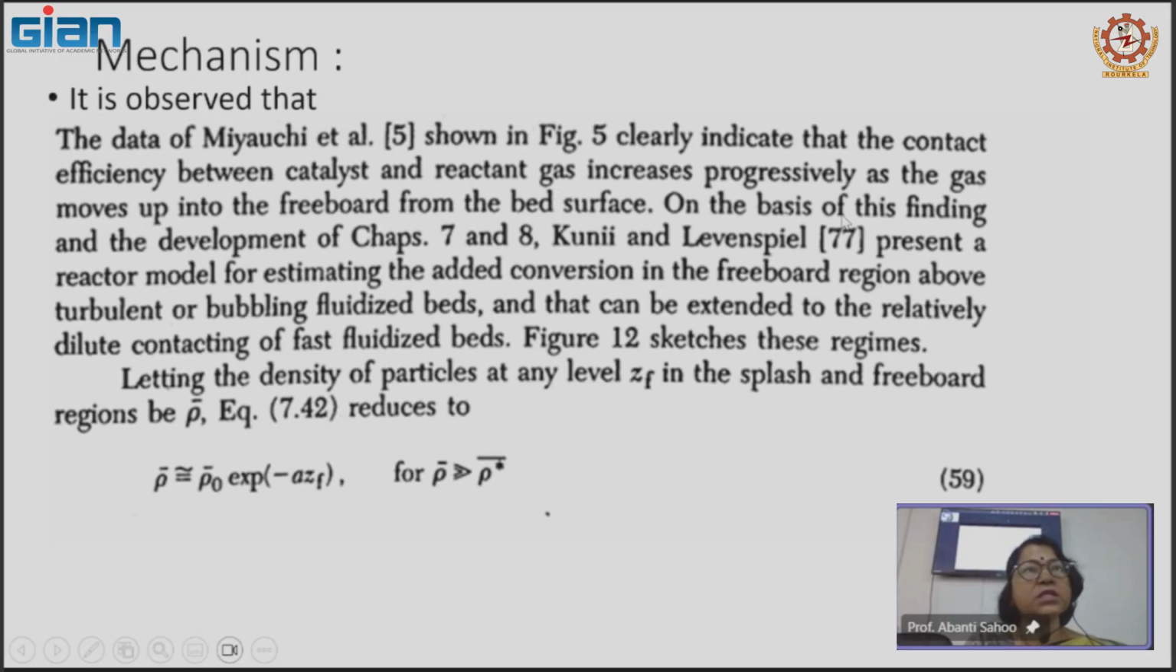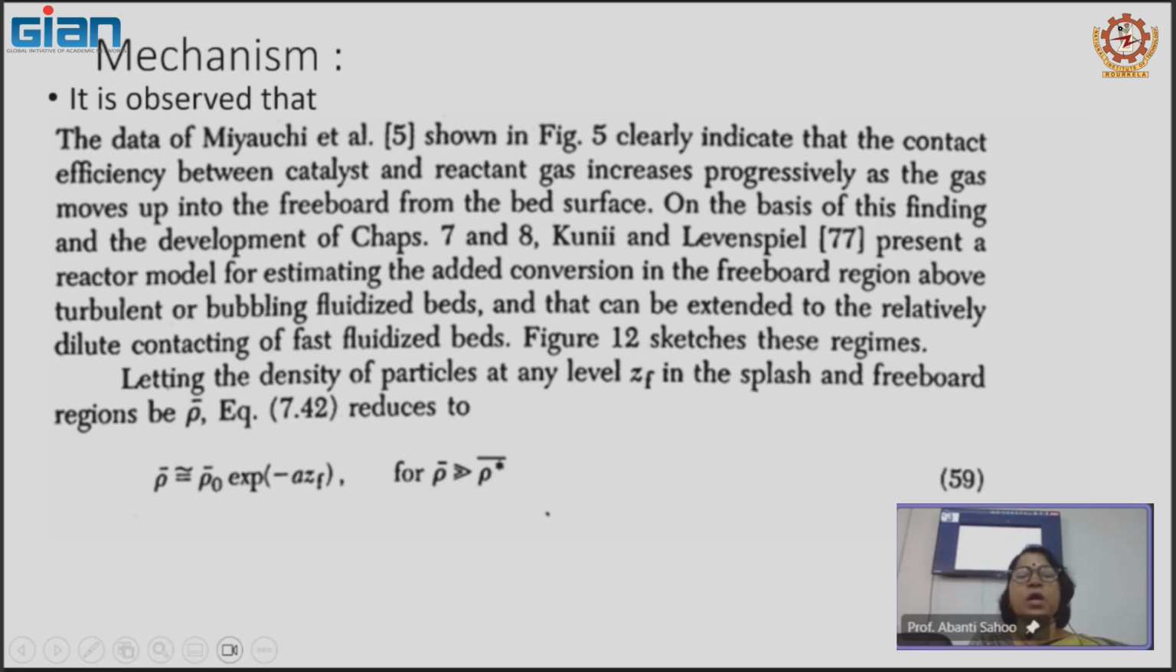On this basis, Kunii and Levenspiel, the researchers, presented a reactor model, that is this fourth model, for estimating the added conversion in the freeboard region. In addition to the main bed region, whatever reaction is going on, some reaction is also going on in the freeboard region. Although in the freeboard region the concentration of solids is very low, it can be extended to the relatively dilute contacting of the fast fluidized beds.